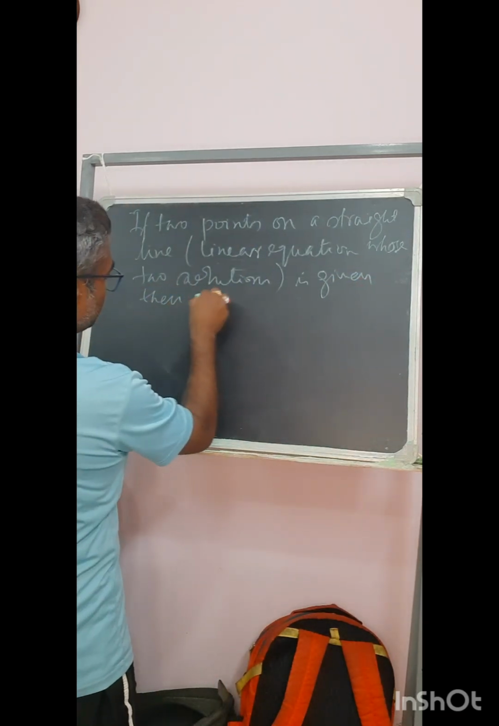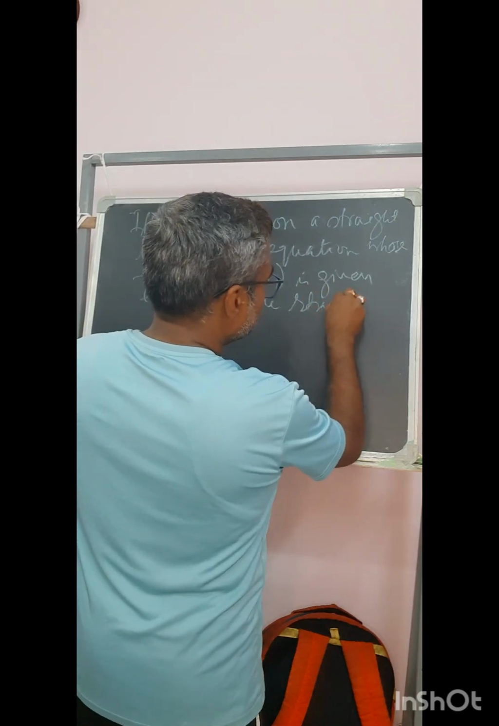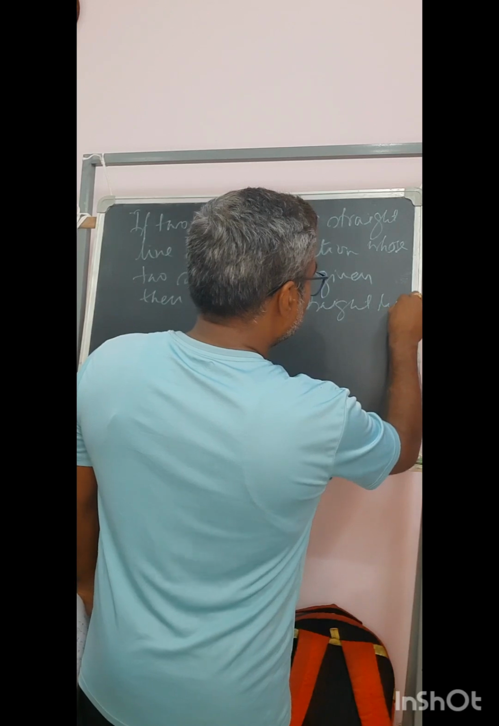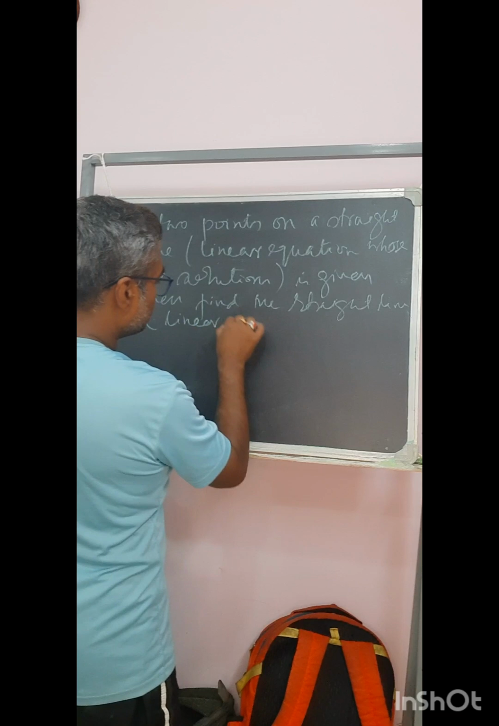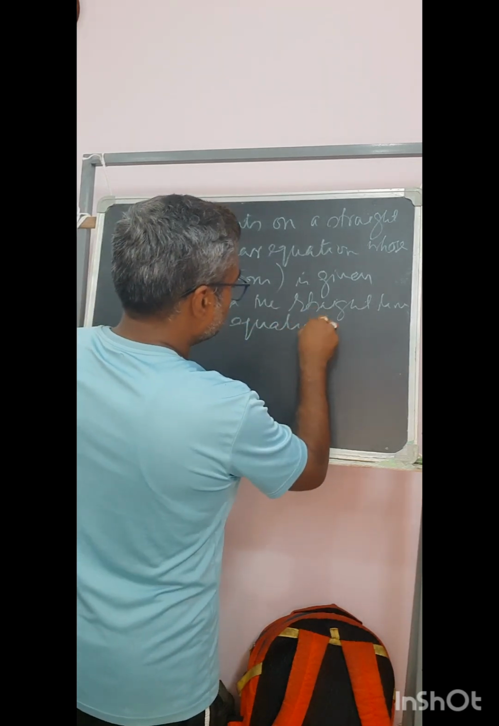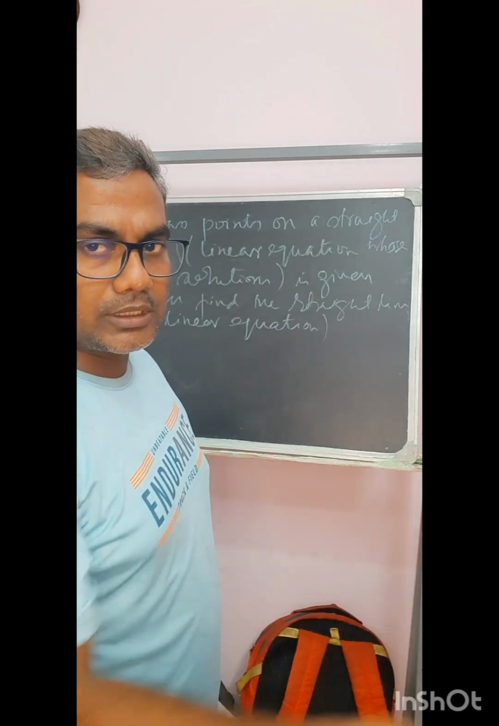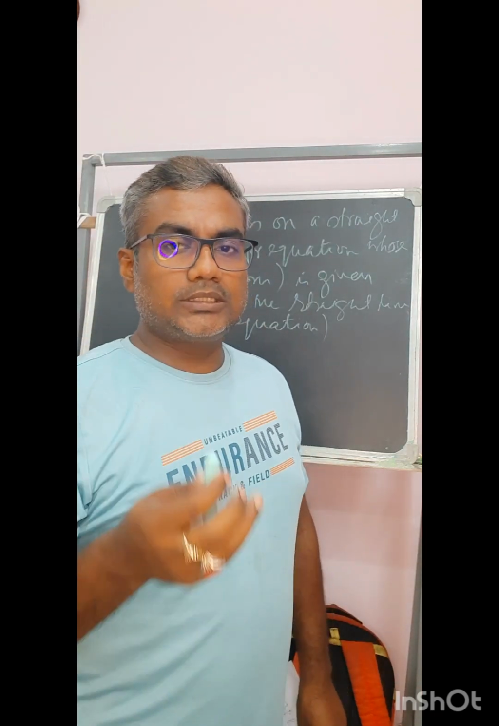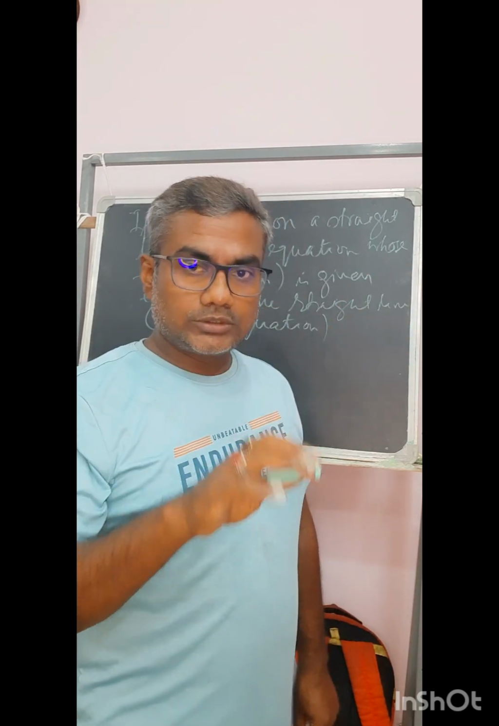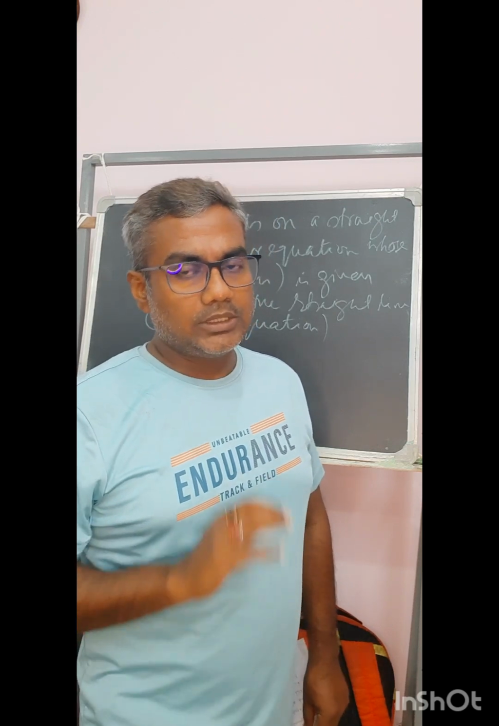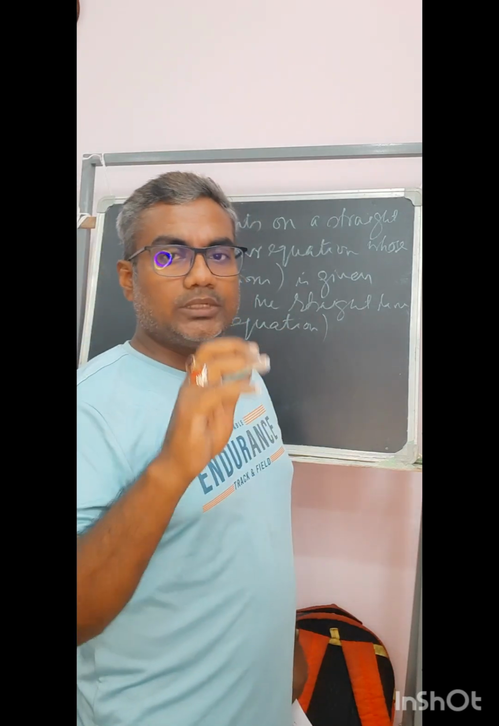then find the straight line, or in turn you can say the equation, the linear equation. Understood what I am saying? I am saying if a linear equation represents a straight line, so either I could say that 2 points on the straight line are given to find the straight line, or two solutions of that linear equation are given, find the linear equation.